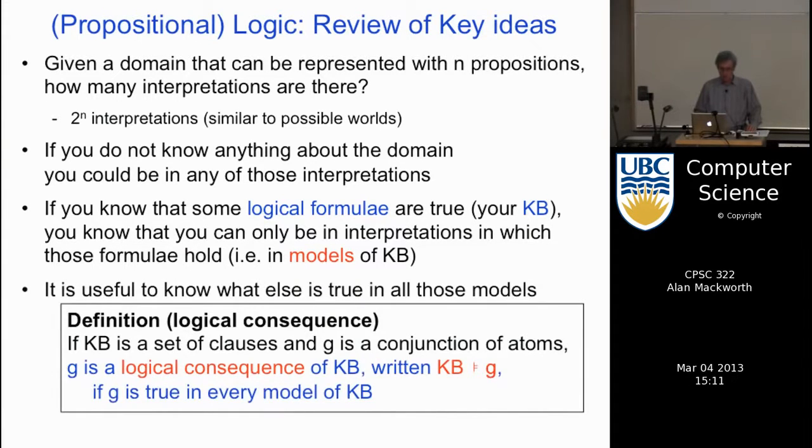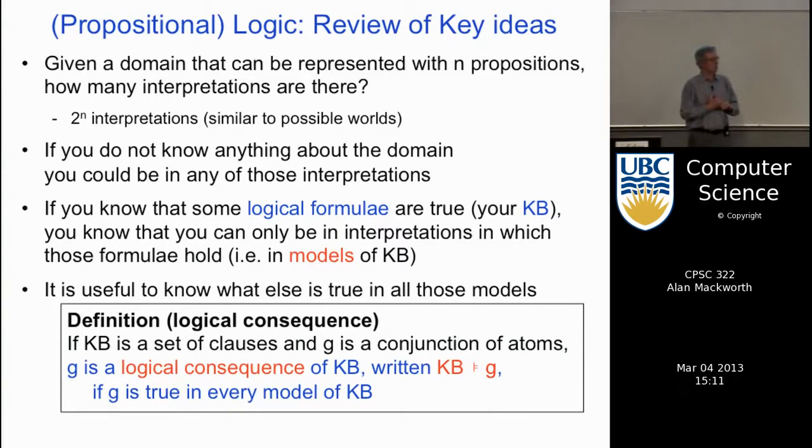So once you know you're in a restricted set of the interpretations, the ones in which your facts about the world are true, then you might not want to know what else is true, right? So if I give you this knowledge base, if it is raining, then the grass is wet, and I tell you it is raining, then we also know that in any model of those formulae, the grass is going to be wet. I didn't state it explicitly when I gave you the facts about the world. I just gave you a rule: if it's raining, the grass will be wet. And I gave you the fact that it's raining. Then I'd like to know that the grass is going to be wet in any model of those formulas. So that's what we call a logical consequence.